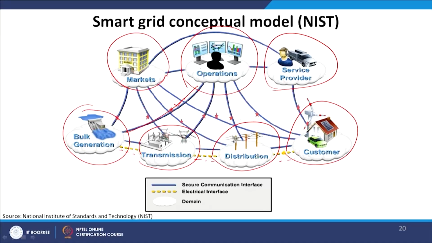And these clouds are nothing but my domains. So, this is how the smart grid conceptually works, taking care of the electrical energy flow interface as well as the communication interface. This energy and communication interface together conceptualize the smart grid operation.